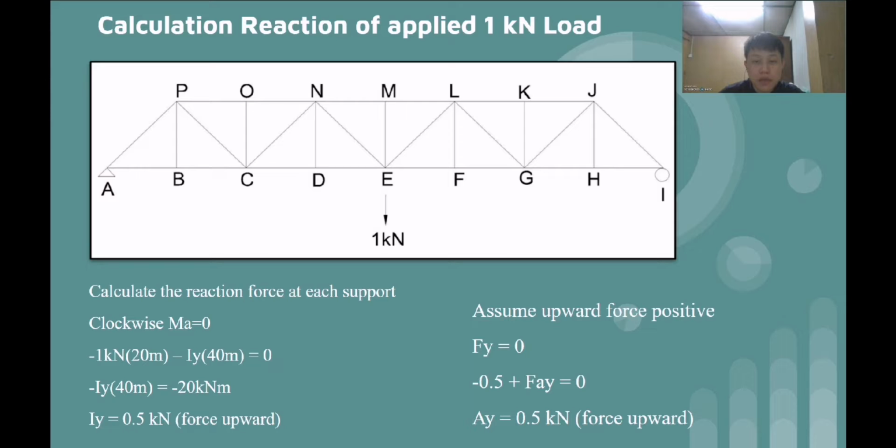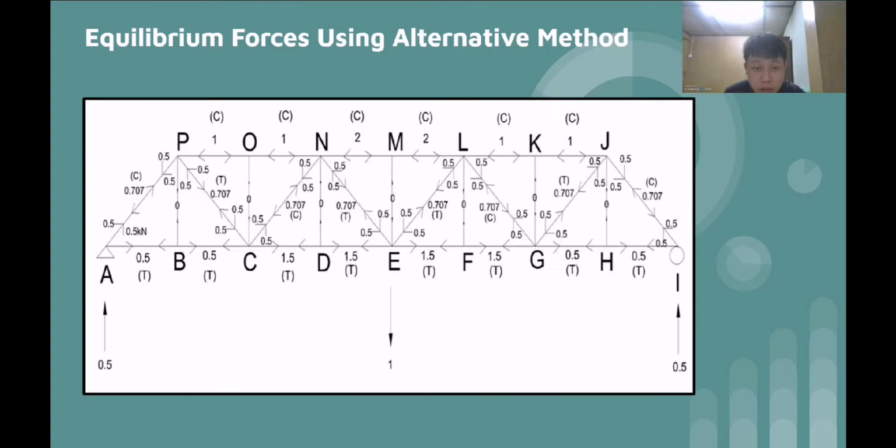So the first step is we have to apply the 1 kN unit load on the point E. After that, we assume the clockwise moment is positive and the outward force is positive. Next, we have to calculate the reaction force at support I and A. The result of the reaction at both supports is 0.5 kN with positive force. And this visual shows the complete equilibrium force in each member using the alternative method.